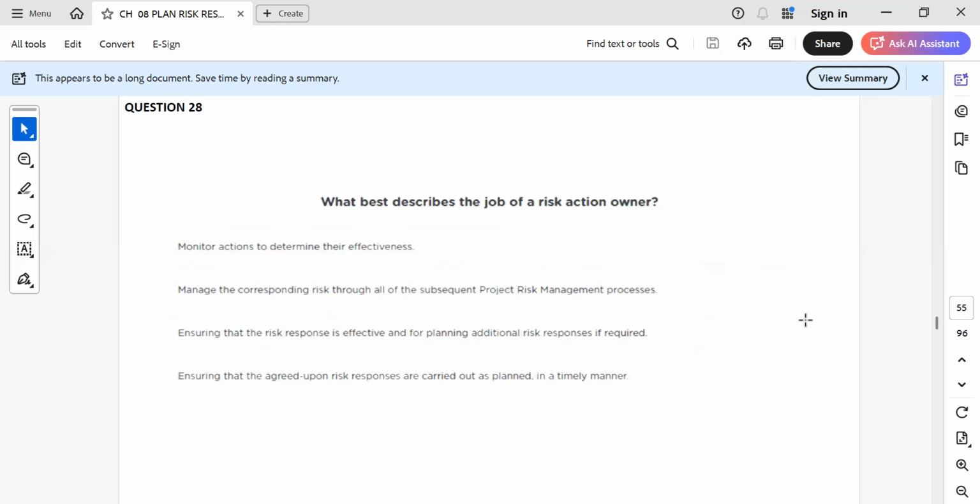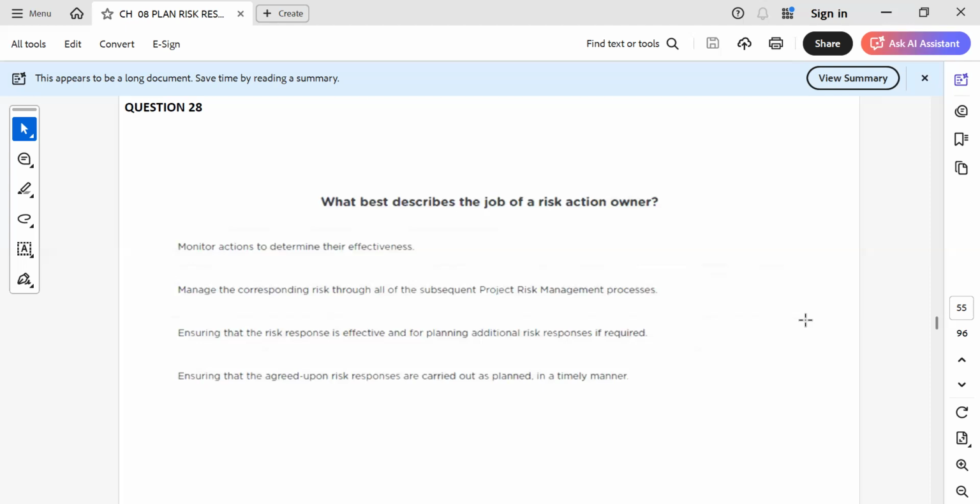The risk action owner is the person who carries out. Timely manner is a keyword, but the other keyword is carried out as planned. He is the person who carries out, who executes the response, who takes the action on the response activities.